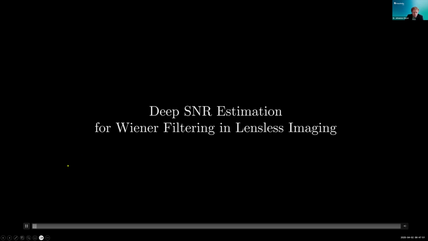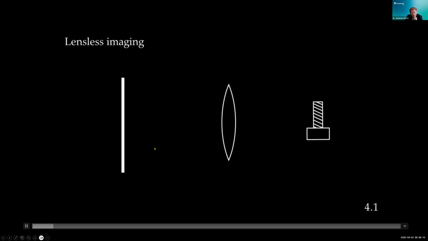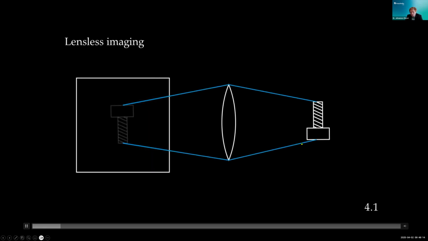And now this brings us to the final topic that I got for you today, which might be the most unconventional one, which is deep signal-to-noise ratio estimation for Wiener filtering in lensless imaging. Now, the optimization for that, for lensless imaging, might be the following use case. Again, it might be your goal to inspect screws for some kind of material defects.